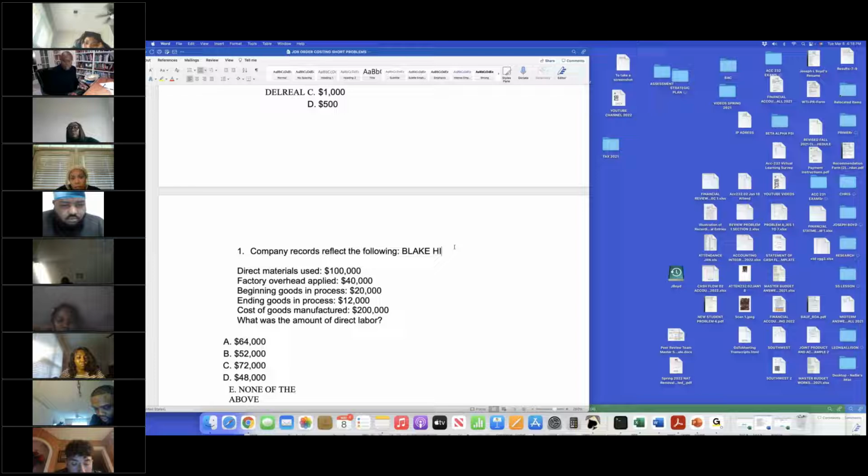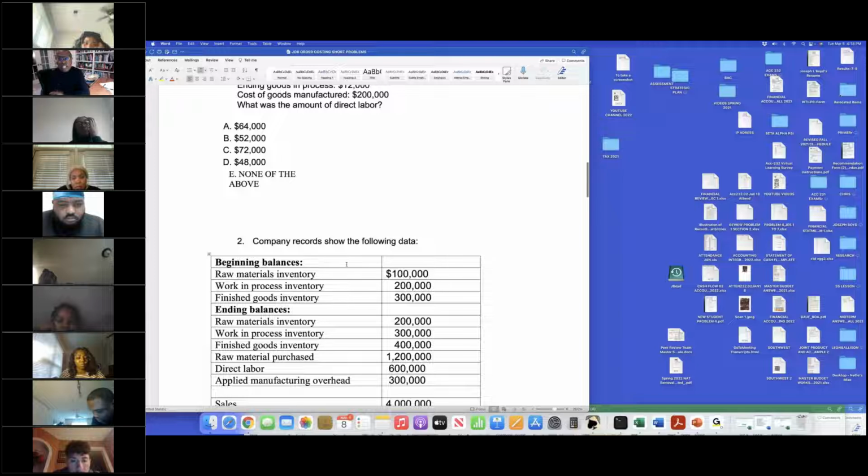So as you work on your homework points today, make sure you can work this out and get it right. Then we're going to come to number 2. So we're working on 10 homework points for the class today.